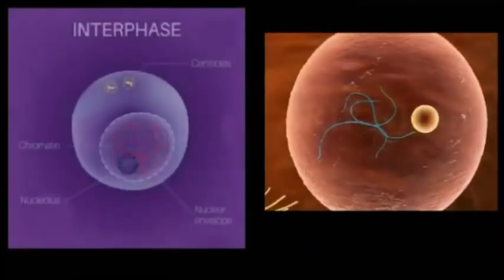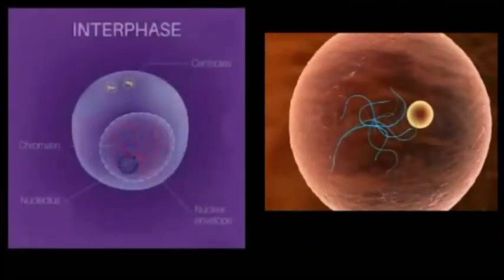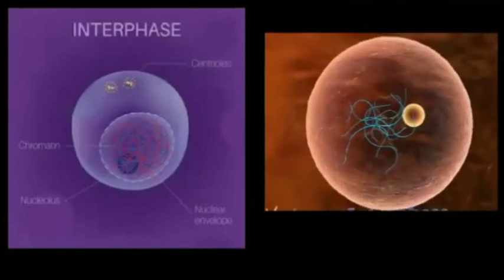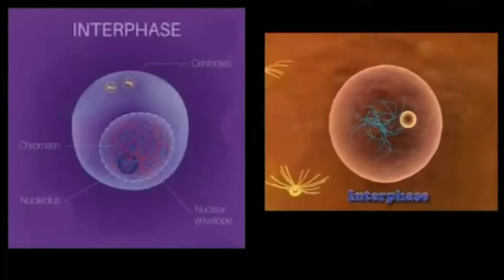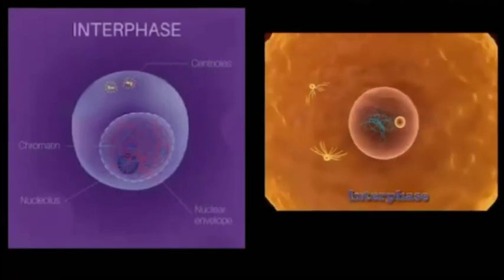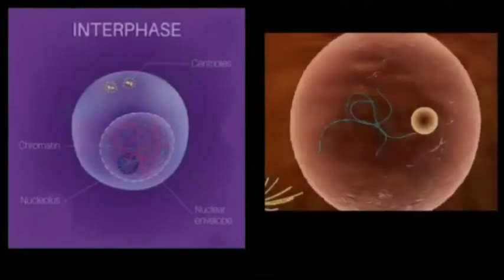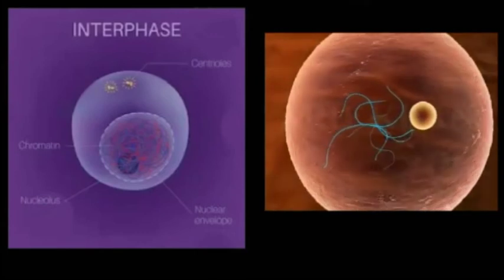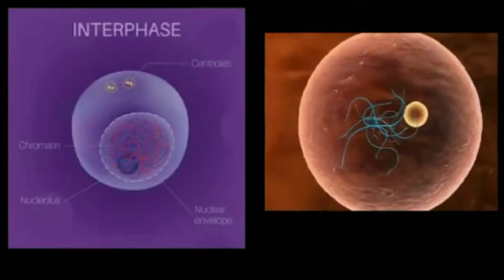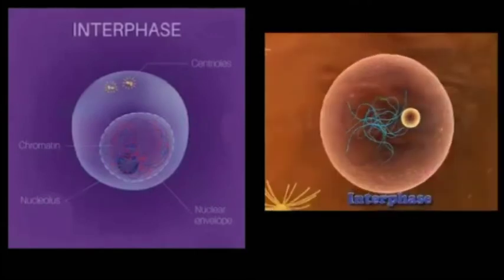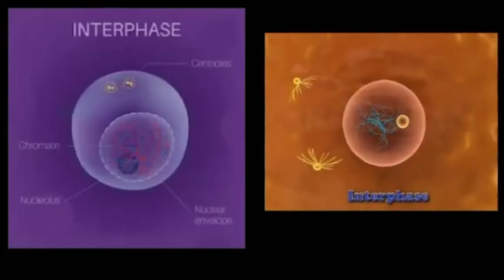First, interphase. During interphase, the cell grows and the nuclear DNA is duplicated. Interphase is followed by the mitotic phase. During the mitotic phase, the duplicated chromosomes are segregated and distributed into daughter nuclei. The cytoplasm is actually divided as well, resulting in 2 daughter cells.